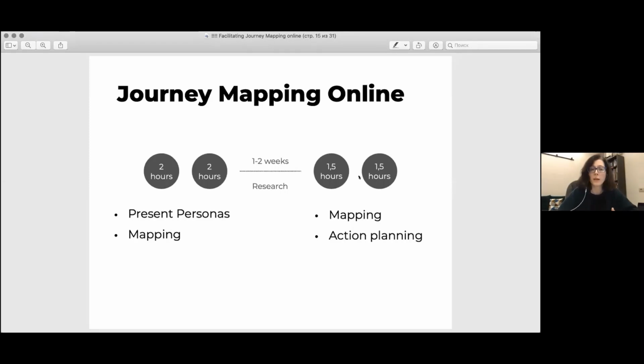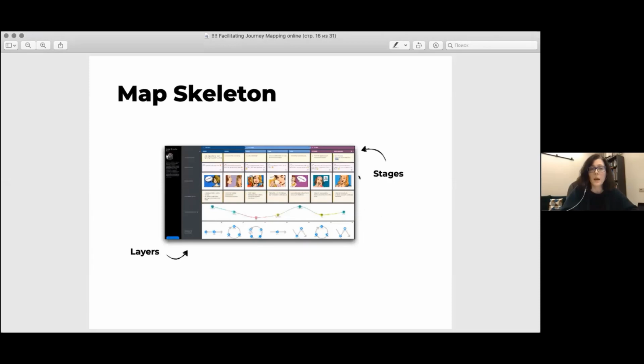Then you have a break, and in our case, this employee experience dedicated team conducted all the research in between to validate all the problems discovered during the mapping activity, and to update maps and polish them and prepare some more information and insights for the second part. And the second part is 2 sessions, 1.5 hours each, which would finish the mapping activity and help create an action plan.